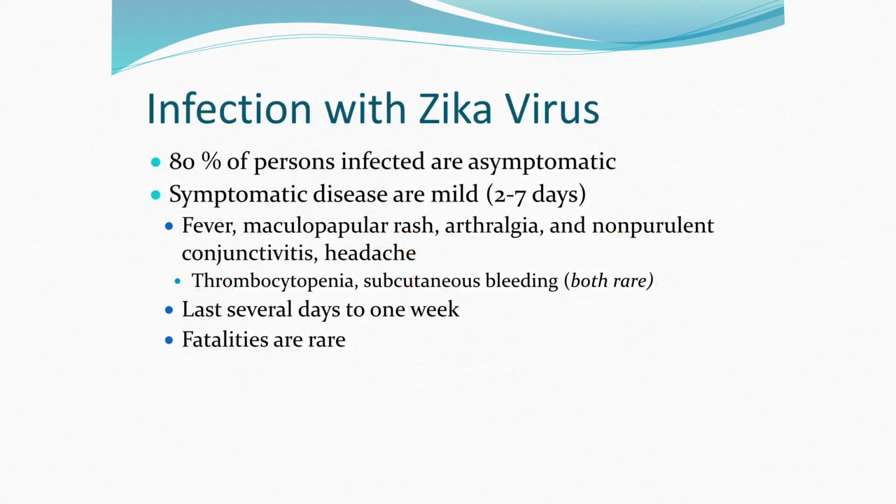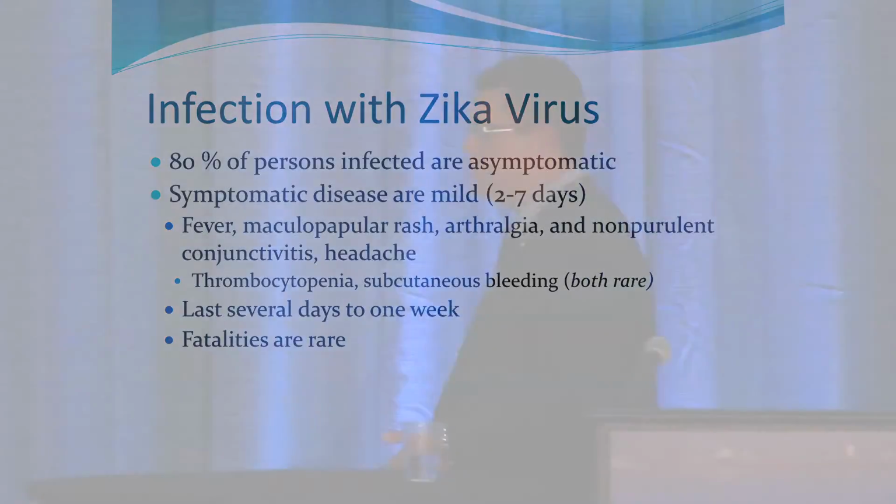Now, if you look at the people who are infected, 80% of them are really asymptomatic. Now, you think about that. So that means that these people have some sort of immunity to this virus, and they're able to fight it off. But if they do become symptomatic, then the disease lasts for 2 to 7 days. And that's pretty much what they complain about. They get a fever, sometimes they can get a maculopapular rash, arthralgia, a non-purulent conjunctivitis, and a headache.